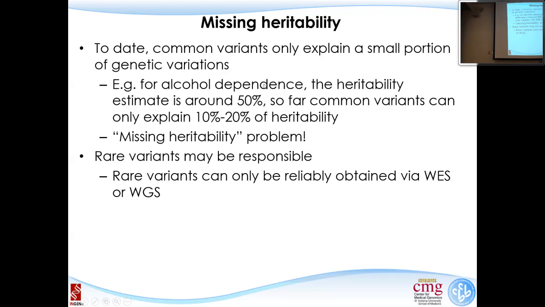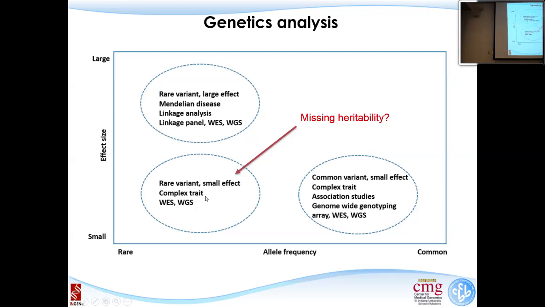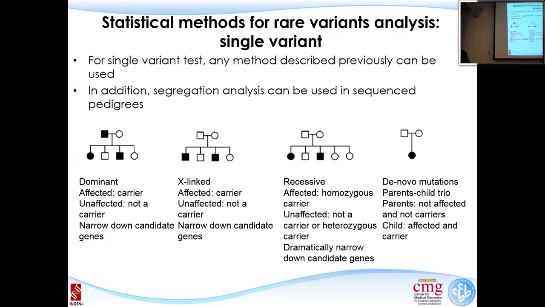That's the reason people are looking for rare variants. People think maybe rare variants are responsible for the missing heritability problem. But that's another story: so far, rare variants can only explain another small portion of genetic variation. There's still a large portion missing. So rare variant analysis is looking for this part, and we can only use whole exome and whole genome sequencing data. This part is really related to your class.